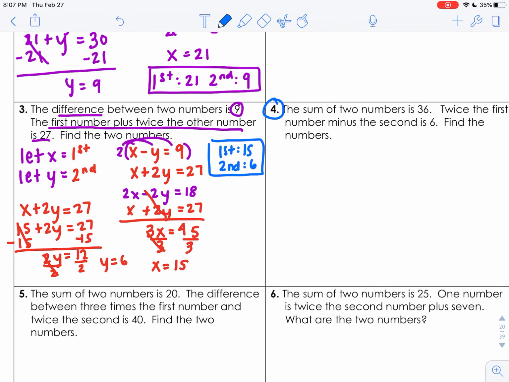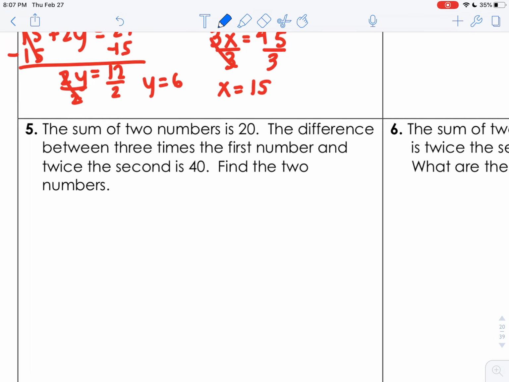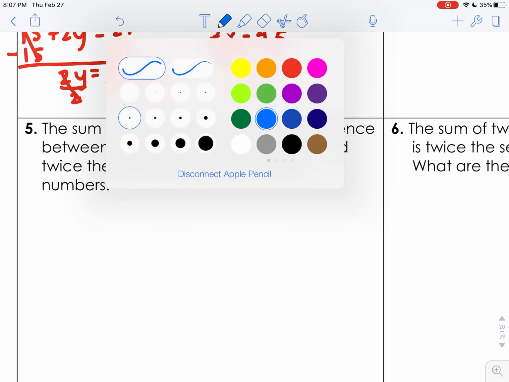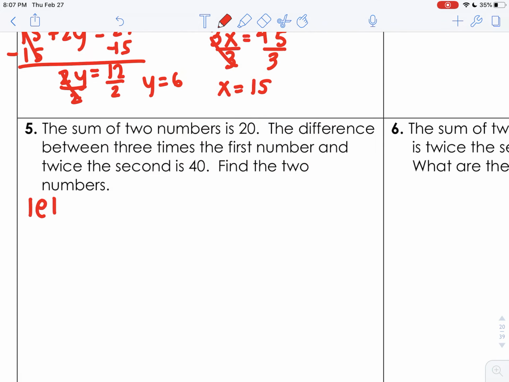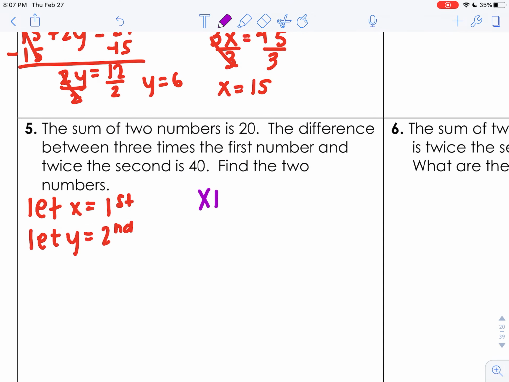Okay, try number 4. Okay, let's try 5. So it says the sum of two numbers is 20. So again, let x equal the first, and let y equal the second. So the sum of two numbers is 20. So we'll just say x plus y equals 20.